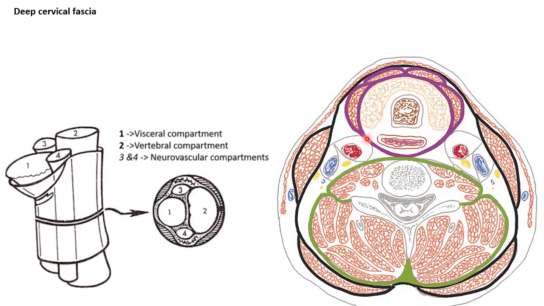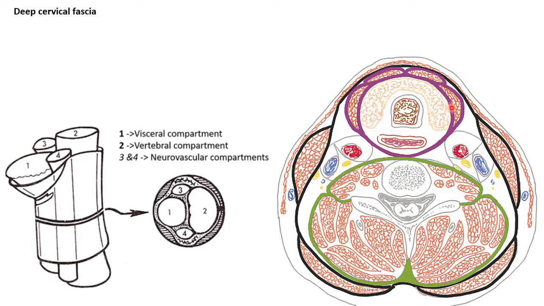The pretracheal, the investing layer, and the prevertebral contribute to formation of a sheath around these three structures, which is called the carotid sheath. These structures are, this may be either common carotid artery or internal carotid artery. This is internal jugular vein, and on the posterior side this one is the vagus nerve. So this compartment is the neurovascular compartment.